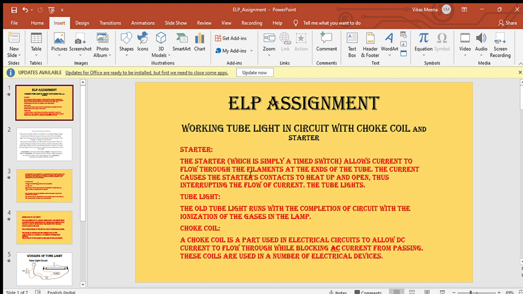Now, a choke coil. A choke coil is that part of an electrical circuit which allows only the DC current to flow through it, while it completely blocks the AC current from passing. So if an AC plus DC current is flowing through this choke coil, then only the DC current will come out. These coils are used in a number of electrical devices nowadays.